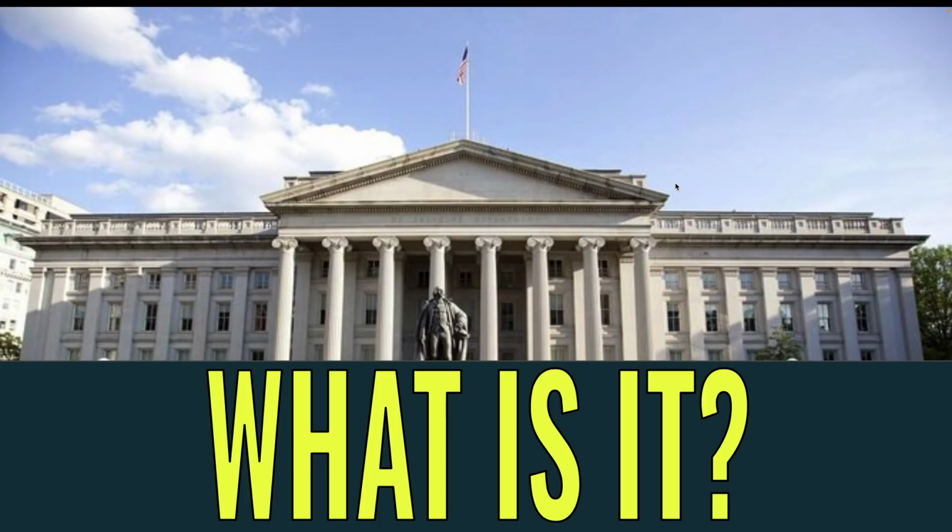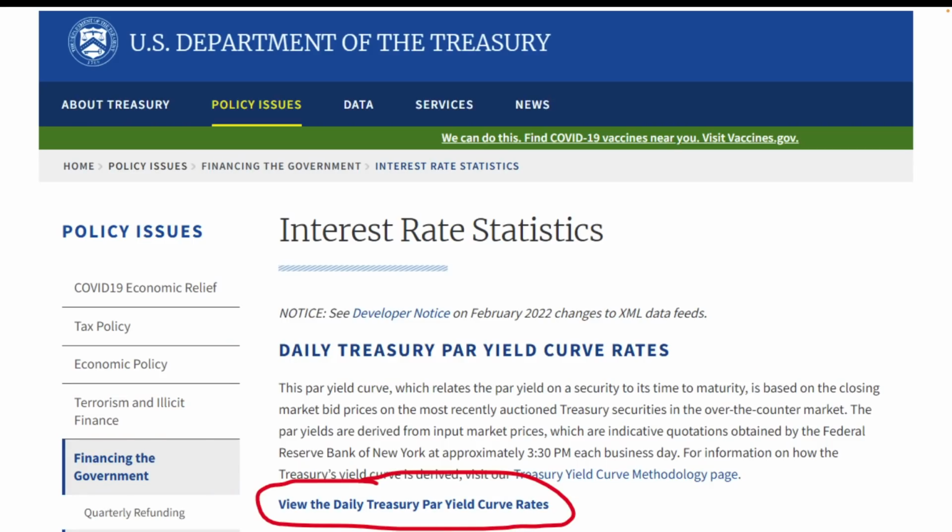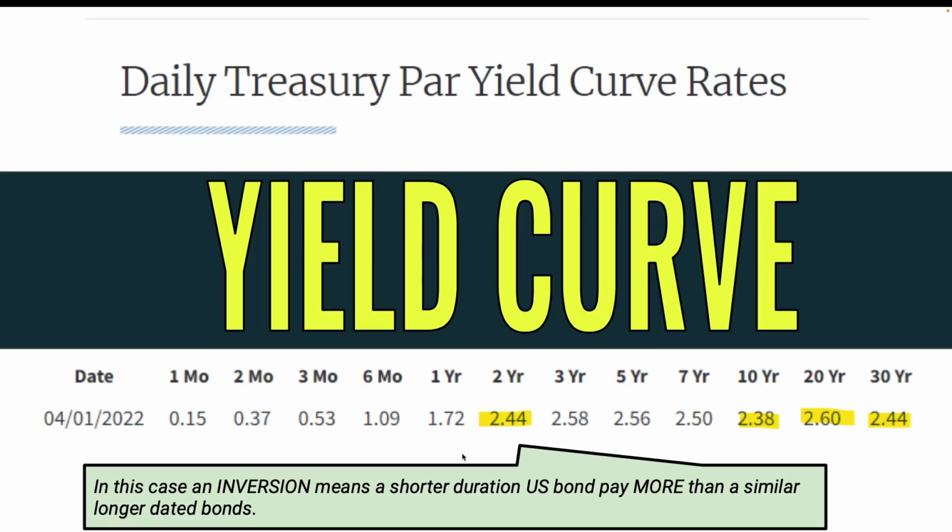So in order to understand what an inversion is, first we have to go to the U.S. Treasury. Fortunately, we could just type that into Google. You pull up the U.S. Department of Treasury website, view the daily par yield for the rates or the daily yield curve, and you can see what U.S. Treasury bonds pay. And in this case, an inversion means a shorter duration bond pays more than a similar longer dated bond.